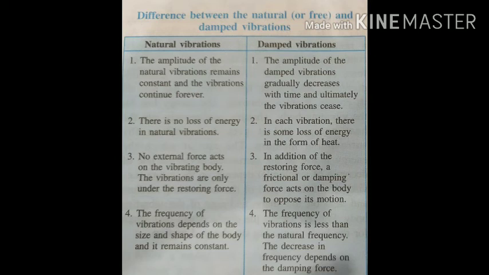Now the last point says that the frequency of natural vibrations depends on the size and shape of the body and it remains constant. But in case of damped vibrations, the frequency of vibration is less than the natural frequency. The decrease in frequency depends on the damping force. So these are the four differences between natural vibrations and damped vibrations. Learn it. Now we will go to the next topic, that is forced vibration.